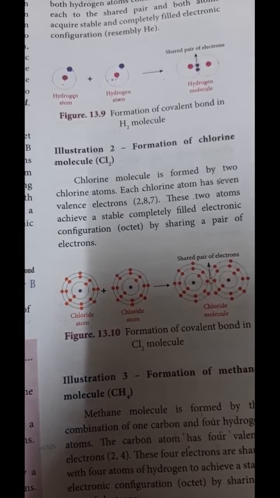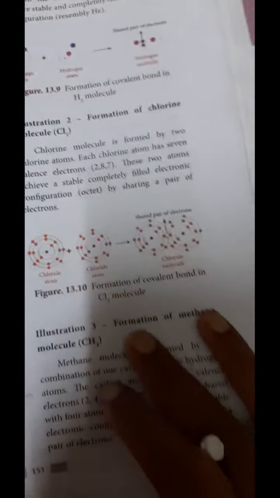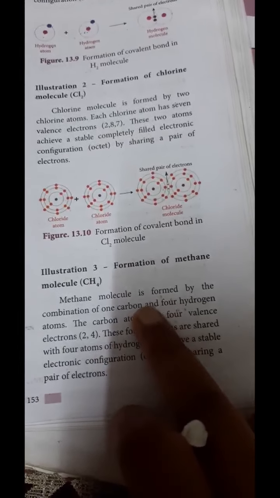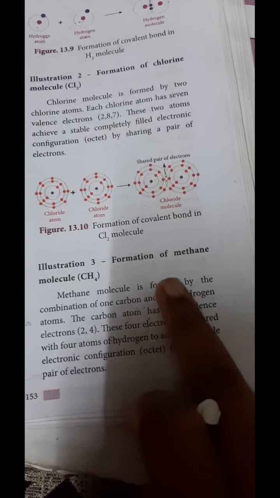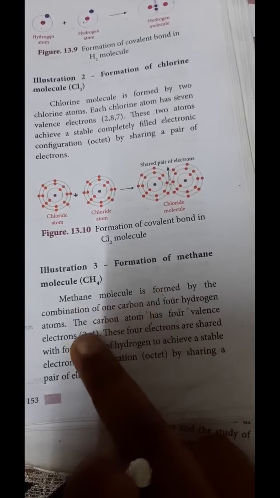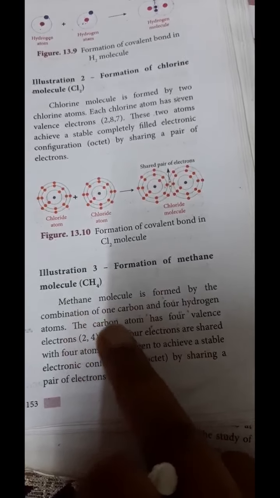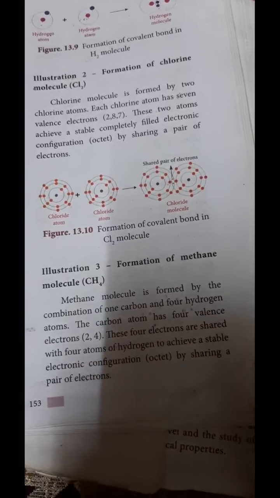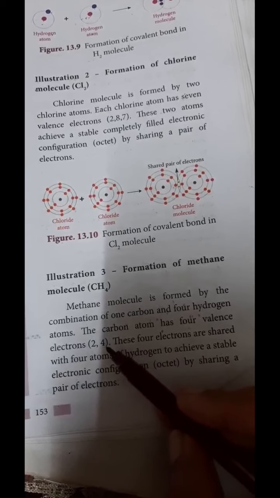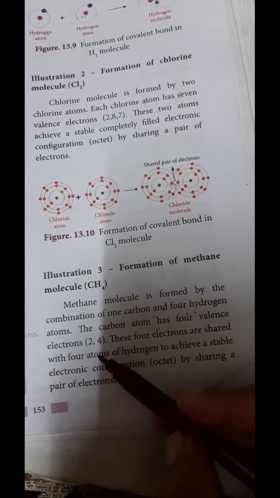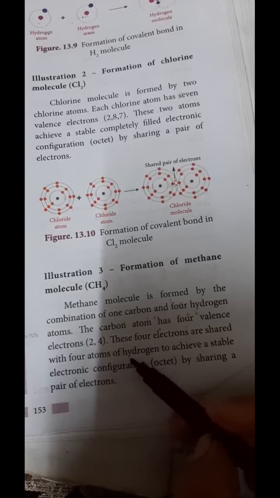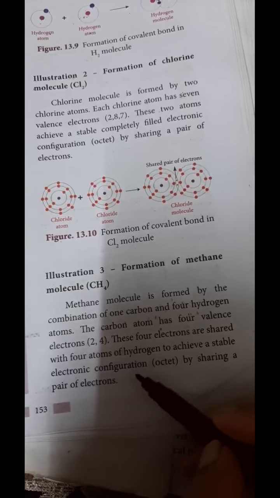Now then I told you about the formation of methane molecule. Look at that one. Illustration form 3, formation of methane molecule. Methane molecule is formed by the combination of 1 carbon and 4 hydrogen atoms. The carbon atom has 4 valence electrons. So electronic configuration is 2, 4. These 4 valence electrons are shared with 4 atoms of hydrogen to attain the stable configuration.